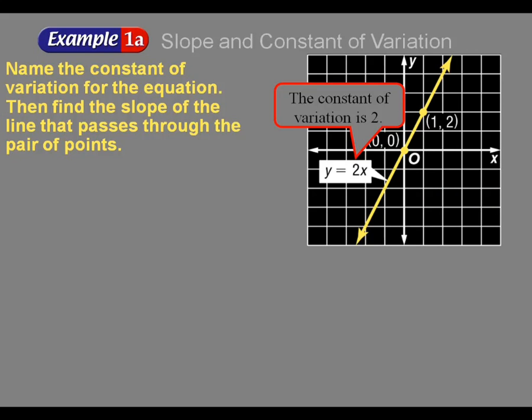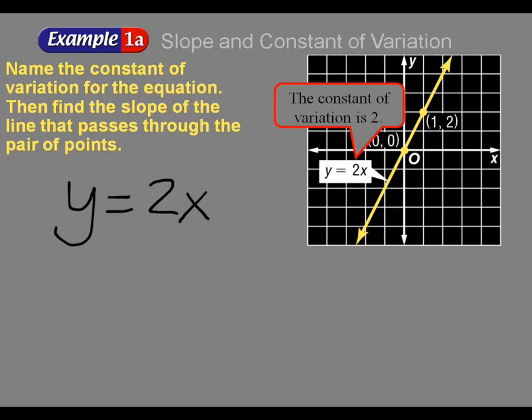All right, so now we're going to talk about the graphs here of direct variation equations. Remember, every direct variation equation always goes through the origin, always goes through 0, 0. Here's the equation for this line, and I'll write it bigger here, y equals 2x. This problem tells me to name the constant of variation for this equation and find the slope.